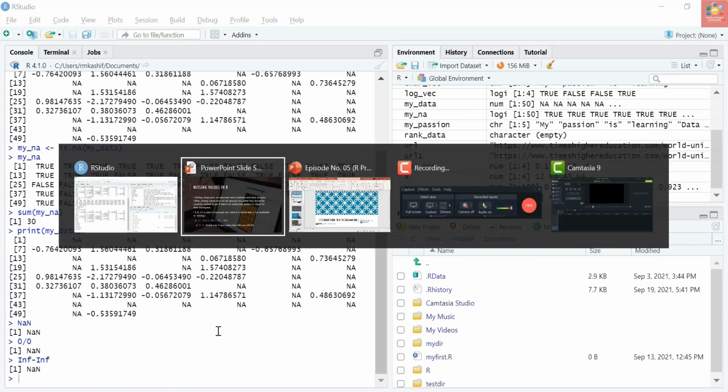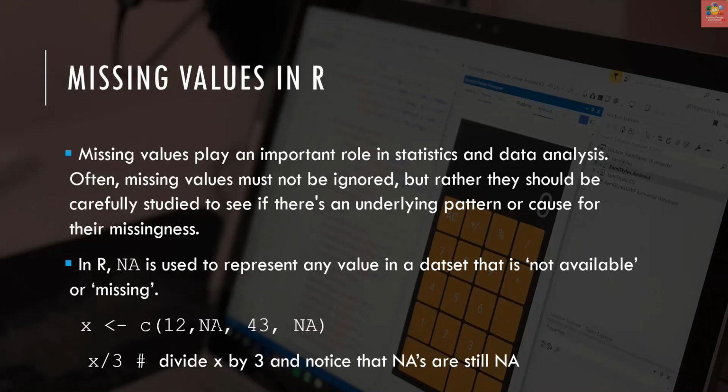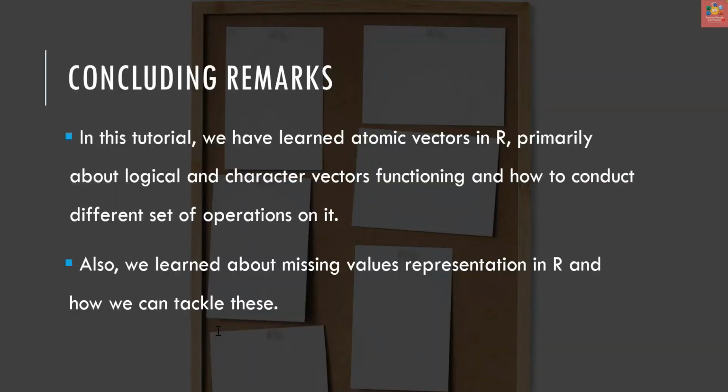So that's it from episode number 5. And just concluding remarks on what we have learned so far. We have learned atomic vectors in R, primarily logical and character vectors, and how to conduct different sets of operations on them. And also we have learned about missing values representation in R, how we can tackle these values, how these are represented, and how NAs are crucial if we want to analyze the data.